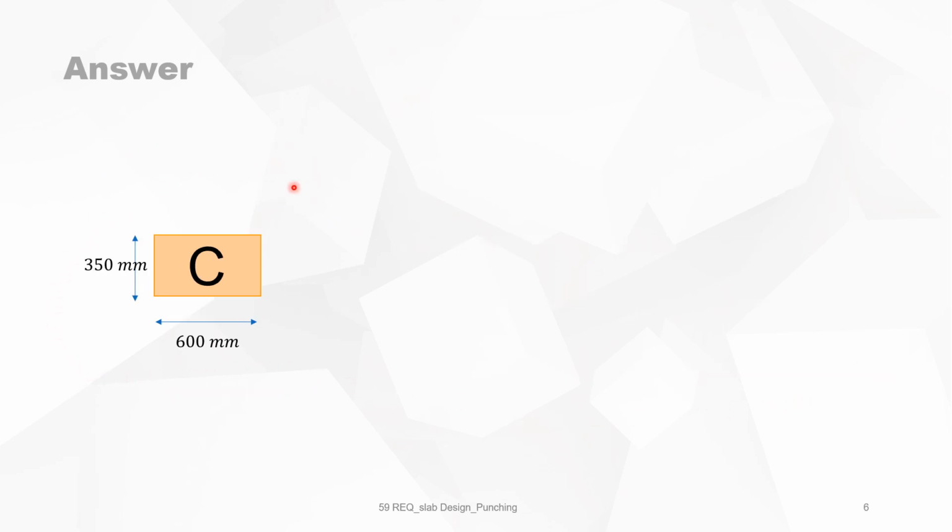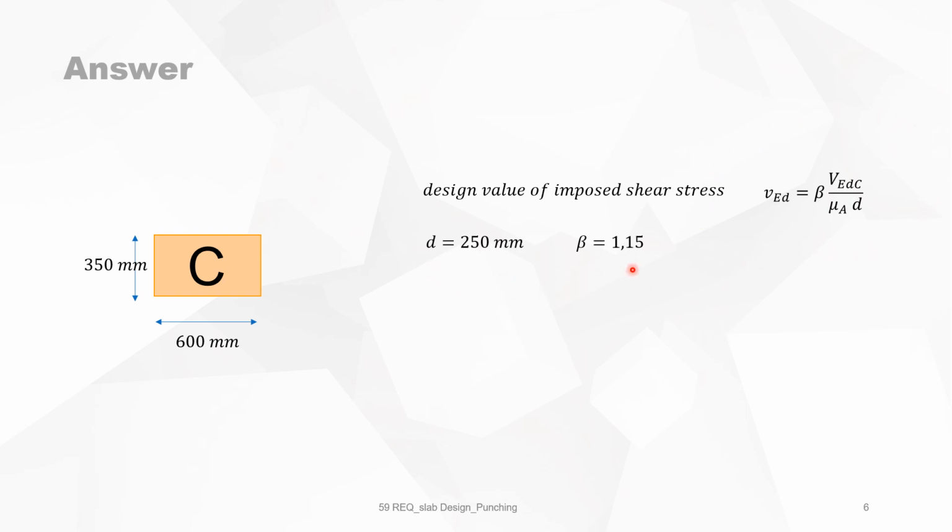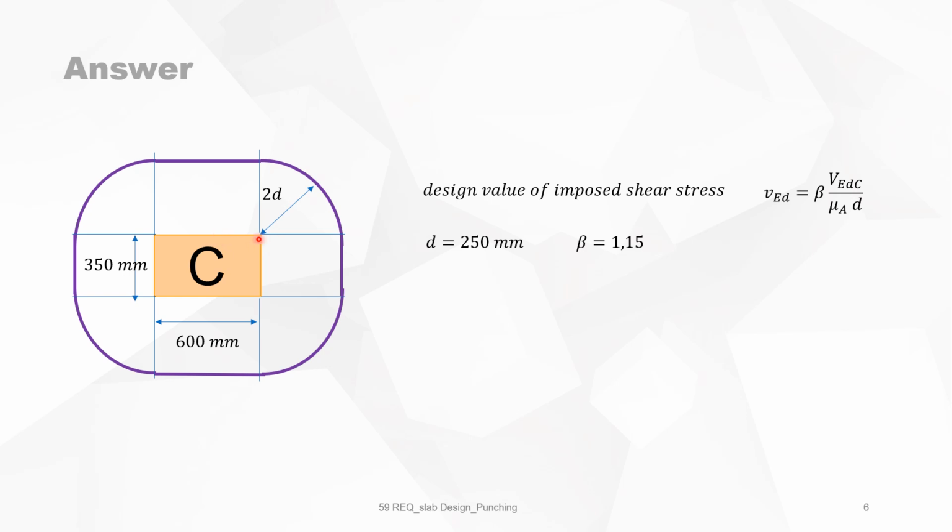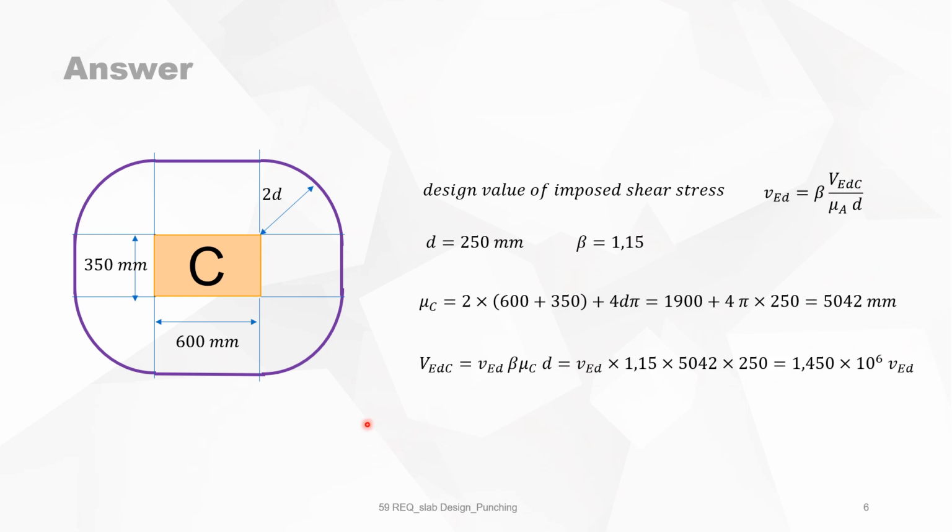Then we look at the case C, which is a rectangular 350 by 600. Design value of imposed shear stress is equal to this. d is 250, beta 1.15. The critical circumference is, of course, in the 4 corners, the circumference of a circle with radius 2d plus 2 times 600 and 2 times 350. So we arrive at 5,042 millimeters, and the total resistance is then equal to 1.45 10 to the 6th v_Ed.